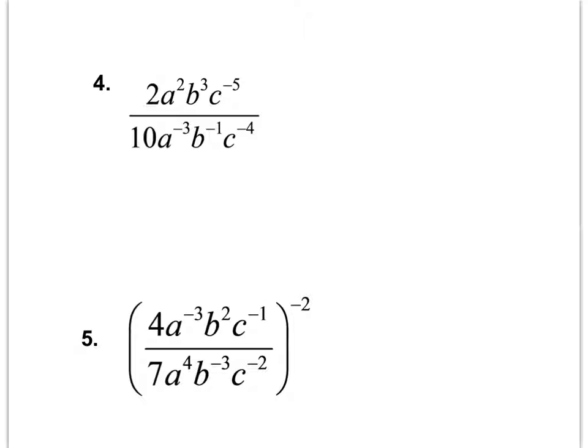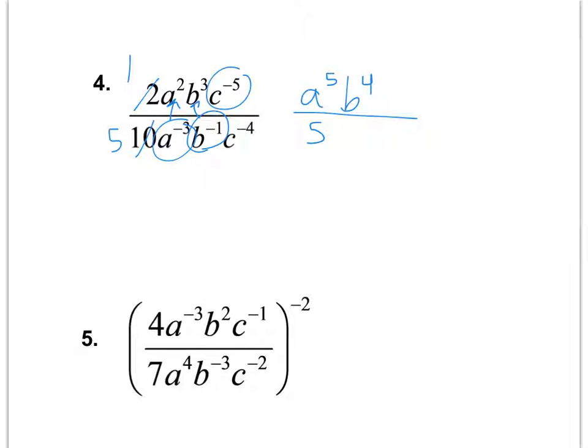Let's go through a few more examples. Number 4, I need to simplify here using only positive exponents. So I'm going to first simplify, take away or divide by 2. So I'm left with 1 in the numerator and 5 in the denominator. And then if I bring up 3 a's and I already have 2, I get a to the fifth. If I bring up that b, I get b to the fourth.